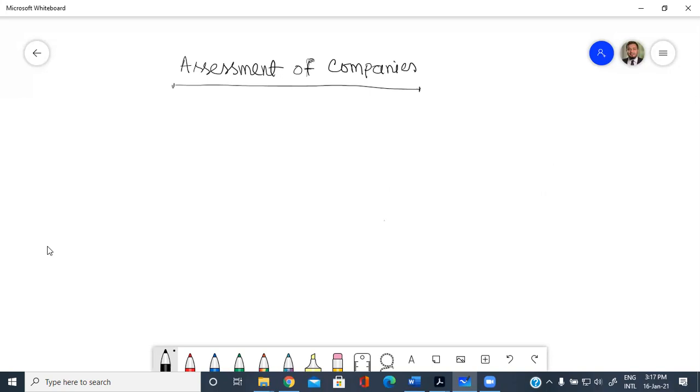And one thing that is different from the individual assessment is that in company assessment, companies are supposed to submit a separate return which is known as withholding tax return.